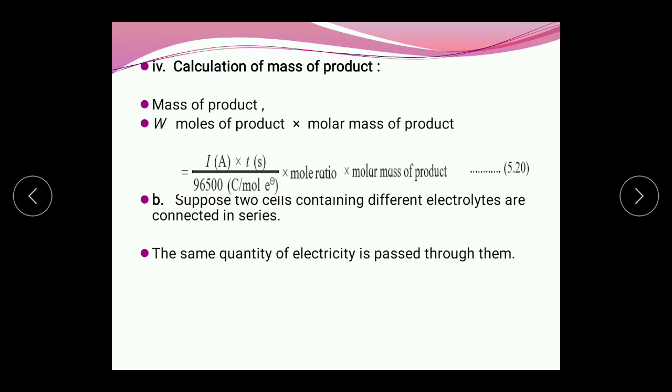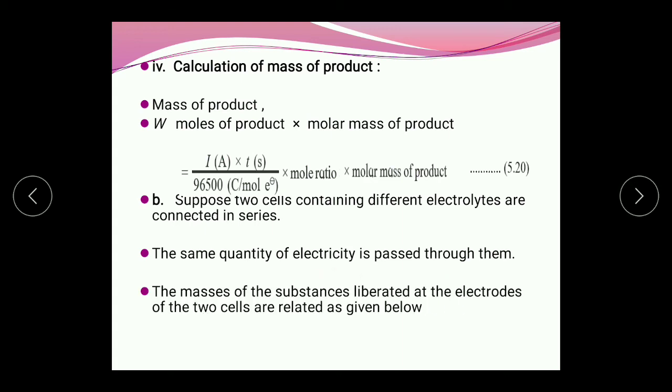As usual, at the anode there is oxidation, at the cathode there is reduction. But we are going to look at the quantitative aspect. That means we are going to find the mass of the substance produced at each electrode and compare the two. So let us start with the second aspect of electrolysis. The same quantity of electricity is passed through them.